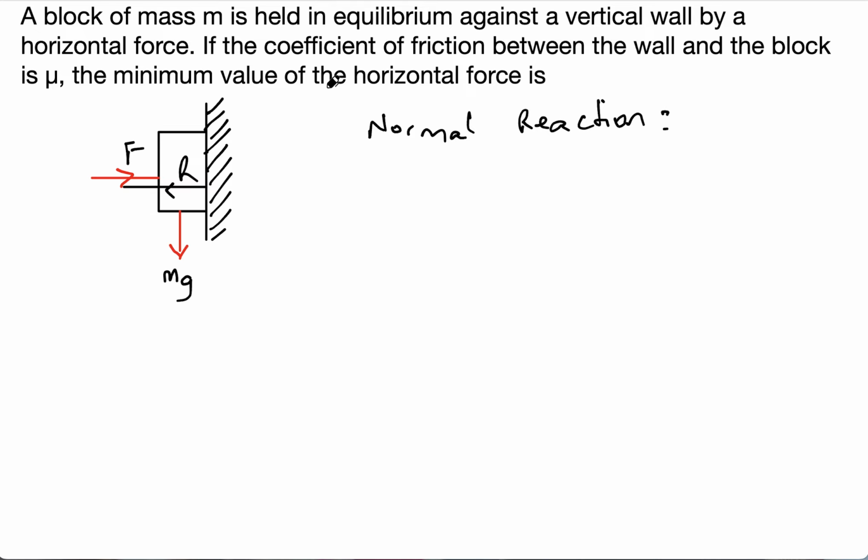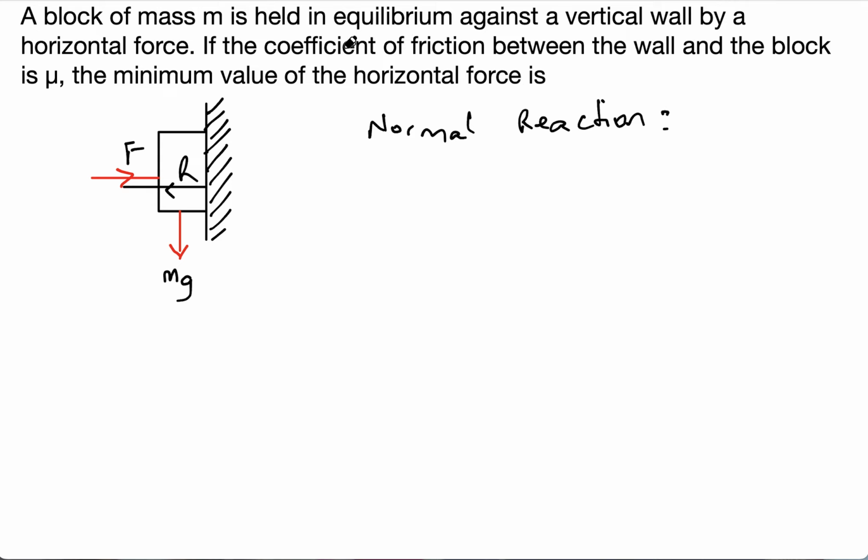From the question, it says that this block is of mass M held in equilibrium against a vertical wall by a horizontal force. If the coefficient of friction between the wall and the block is mu, the minimum value of the horizontal force is. Now let us analyze this. We take the horizontal component of the motion and we take the vertical component. Because they say that it is in equilibrium, it means that the net force in this system will always be equal to 0, whether in the vertical direction or in the horizontal direction.